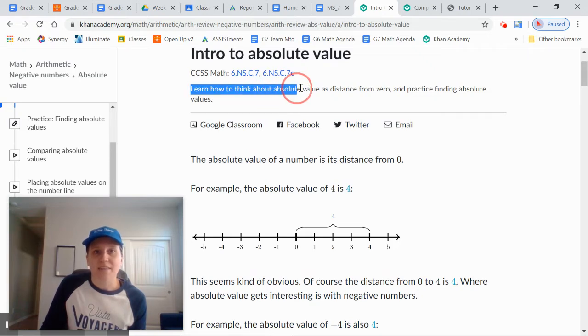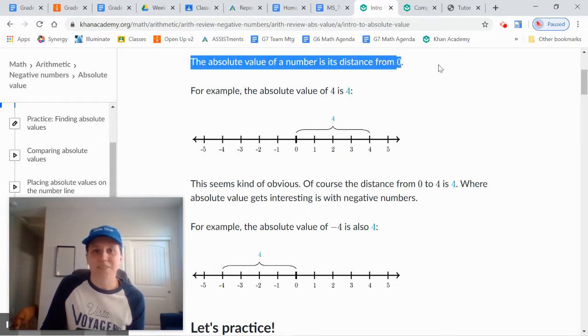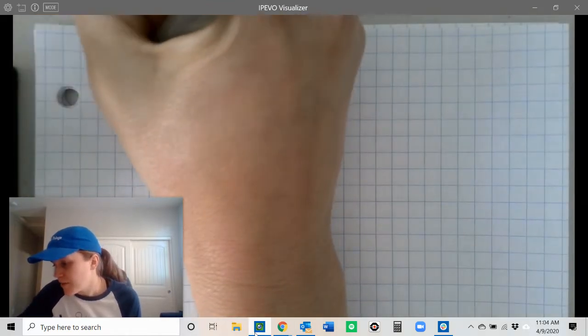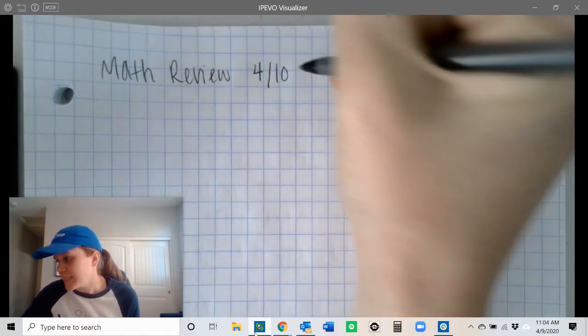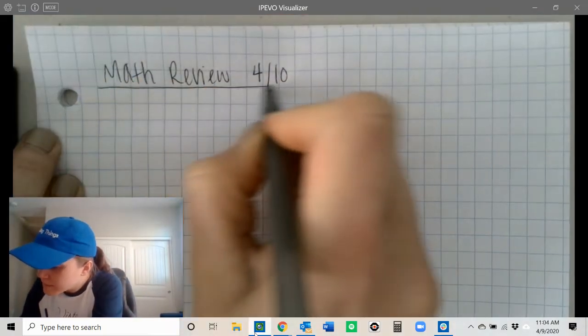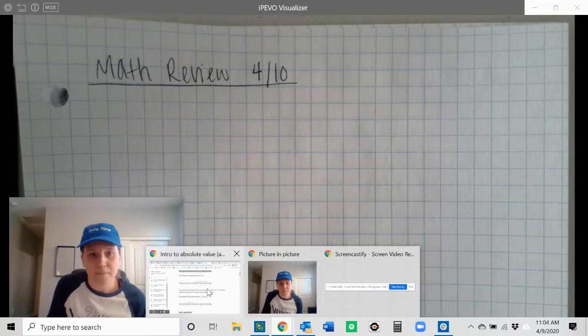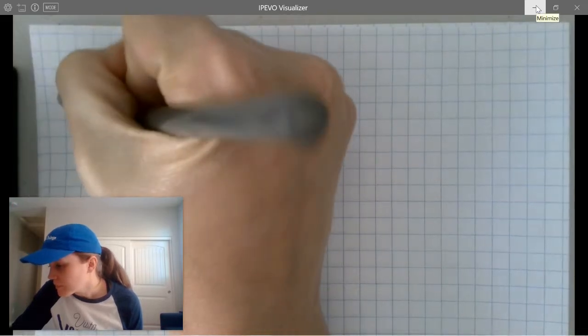The goal here says learn how to think about absolute value as distance from zero. So that's what we're doing today. And that's what we did this week. Just as a reminder, the absolute value of a number is its distance from zero. That's the definition of absolute value. So let's go ahead and just record that on our paper. This is math review. And today is April 10th. Okay. I'll look one more time at my definition. The absolute value of a number is its distance from zero. Go ahead and write that with me.